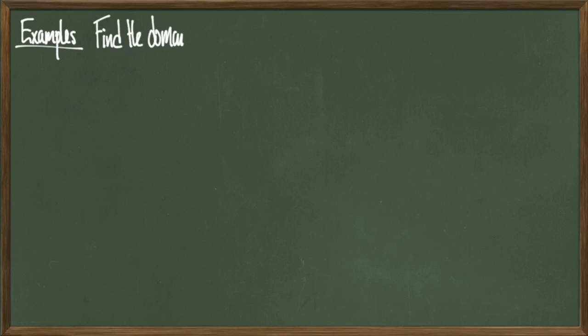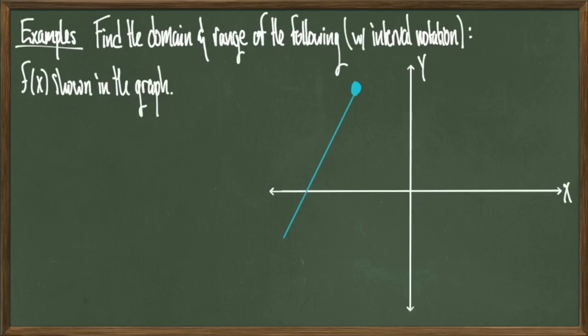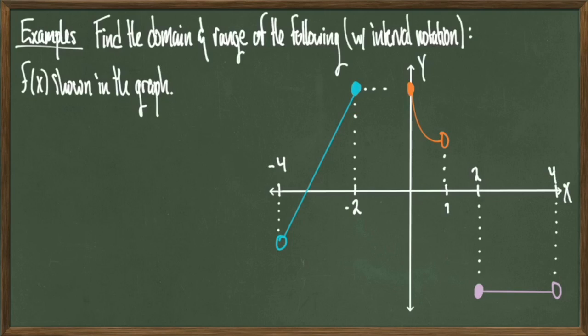For our last example, we'll be finding the domain and the range of the function because we'll be given a graph, and we're going to write our answers in interval notation. So let f of x be shown in the graph like so. Recall that with the x-y plane, the x-axis represents our inputs of the function, so our domain, and the y-axis will represent our outputs, so our range. This way, we'll be able to read off all the information we need just by the picture.